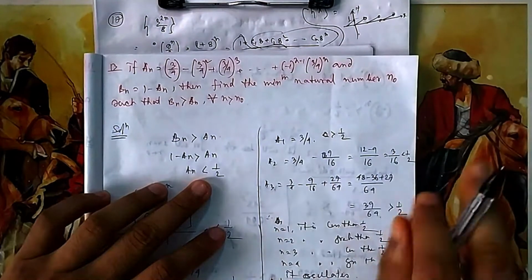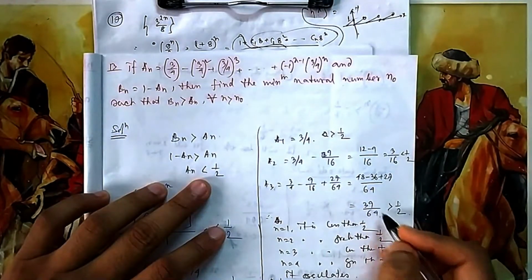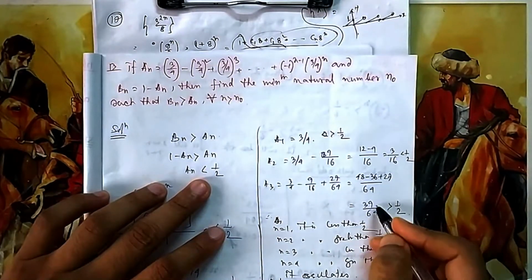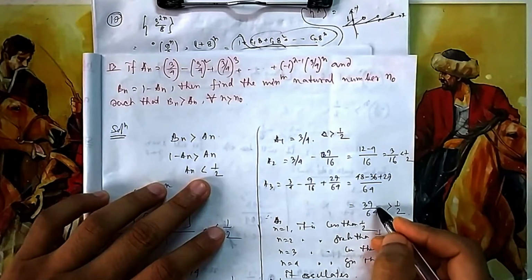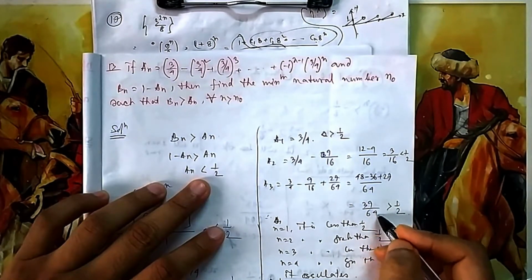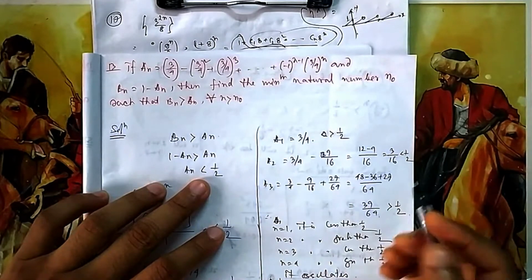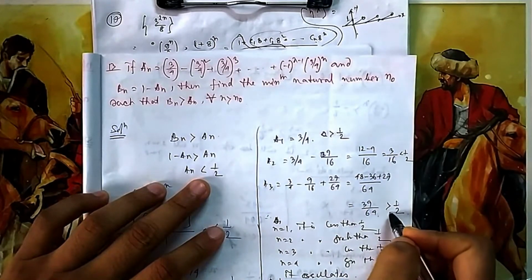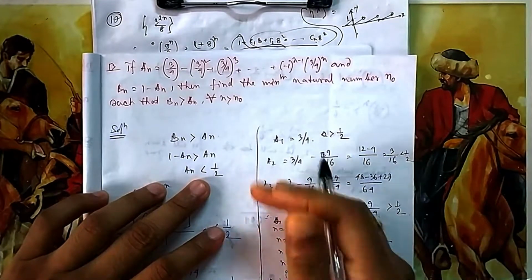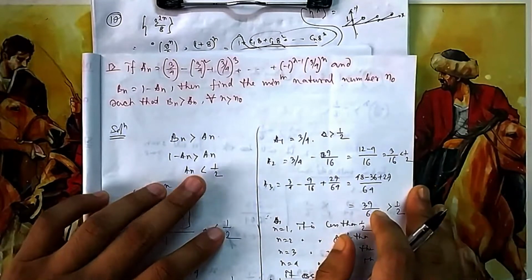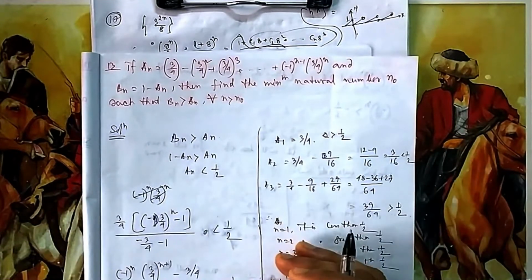You can check with 3. It is 39 by 64, but it is greater than half now, because you can see 32 by 64 is half. It is 39 by 64, so it will be greater than half. So it is alternating. At 2 you are satisfied, but at 3 you are not satisfied. So you have to check. After some point it will be continuously satisfied. Here it is oscillating at the initial stage.